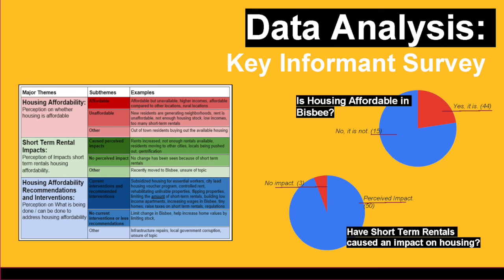housing affordability, which consisted of concerns on whether or not housing was affordable in Bisbee; short-term rental impacts, which involved perceptions of impacts that short-term rentals have had on housing affordability; and housing affordability recommendations and interventions, which addressed participants' perceptions on what is being done and what can be done to address housing affordability in Bisbee.